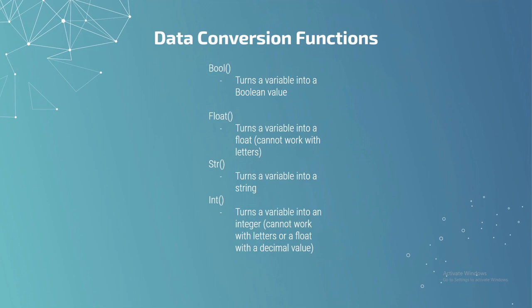Next, the string function turns any variable into a string. The string function, like I mentioned before, is the most versatile because you can actually use it on any data type. Finally, the integer function turns any variable into an integer. It cannot work with a string with letters, a Boolean, or a float with a non-zero decimal value. This means your float will most likely have to be 100.0.